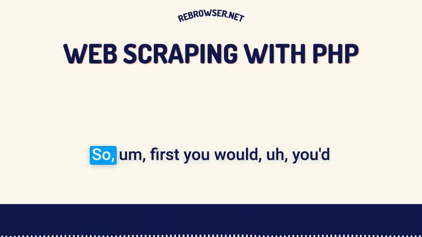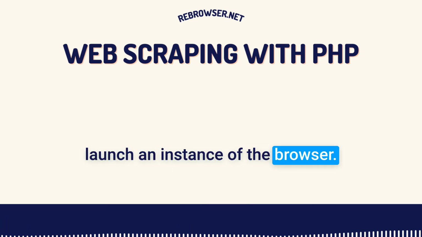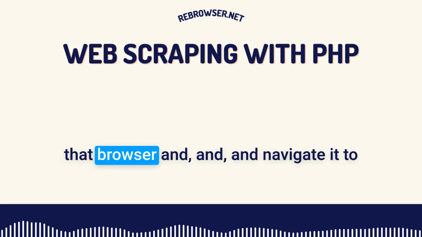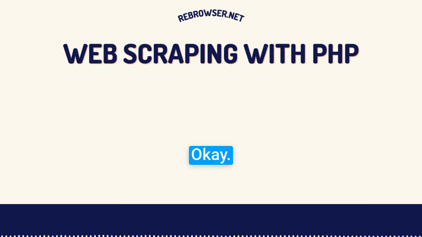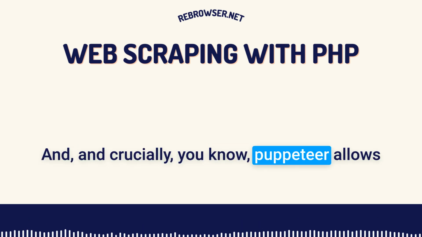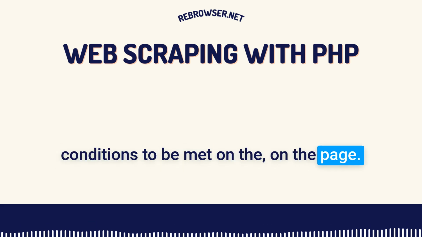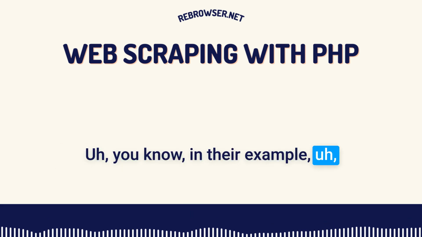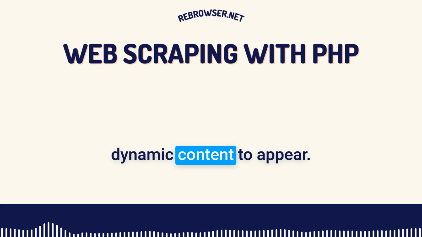Sure. So first, you'd launch an instance of the browser. Then you'd create a new page within that browser and navigate it to the specific URL you want to scrape. And crucially, Puppeteer allows you to tell the browser to wait for certain conditions to be met on the page. In their example, waiting for an element with the CSS selector .dynamic-content to appear.